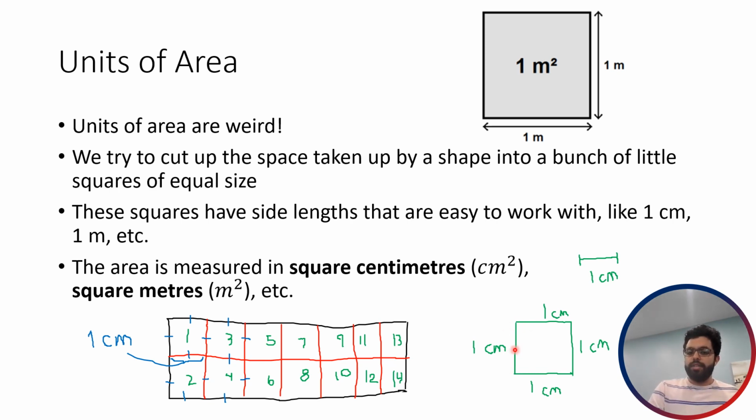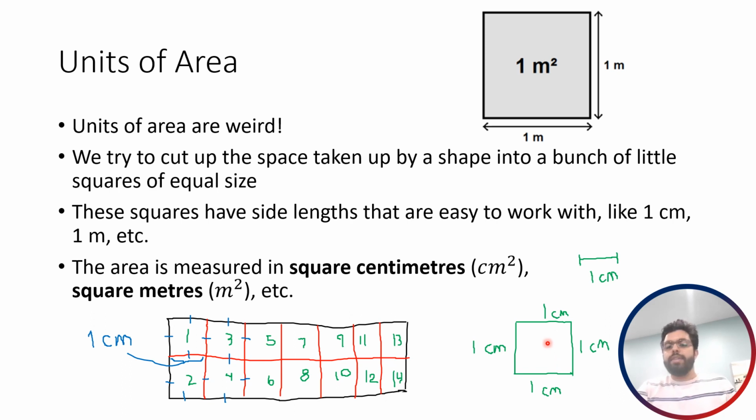There's a line that's 1 centimeter long, and another, and another, and another. Together, they're making up a square that takes up some amount of space. So every side of our square here is a perfect centimeter, and it makes a square when you put them together.